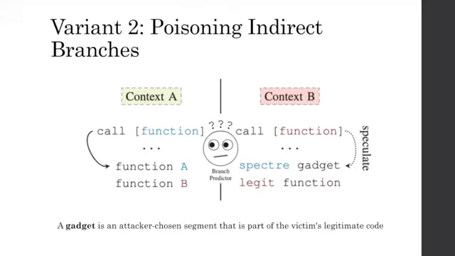In variant 2, the attack involves training the branch target buffer, which keeps the mapping from addresses of recently executed branch instructions to their destination addresses, to mispredict and misdirect an indirect branch instruction outcome to the address of some attacker-chosen code called gadgets. In other words, the attacker mistrains the branch predictor with malicious destinations such that speculative execution continues at a location of the attacker's choosing, typically leading to the exfiltration of sensitive data.